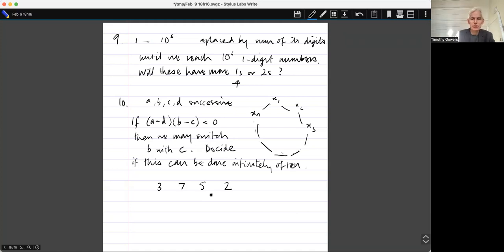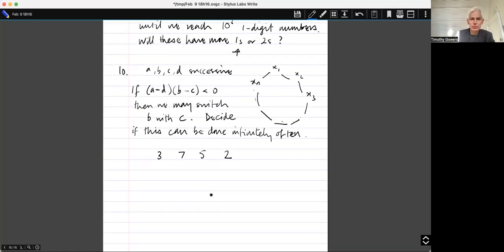But I don't immediately see what number I want to choose here. It might be something to do with the number of pairs x_i plus 1, where x_i plus 1 is greater than x_i. Perhaps that always, it's hard to know quite what's going to happen there.